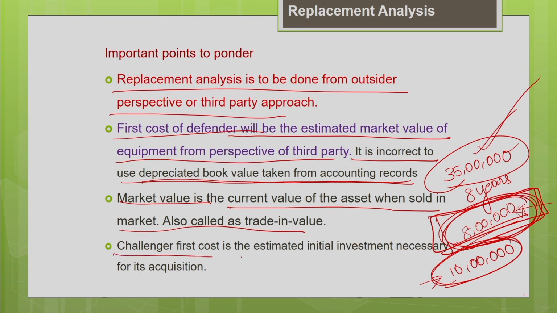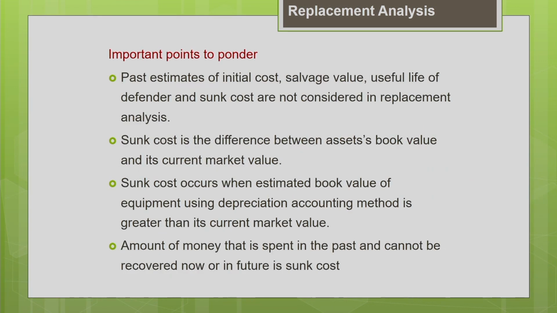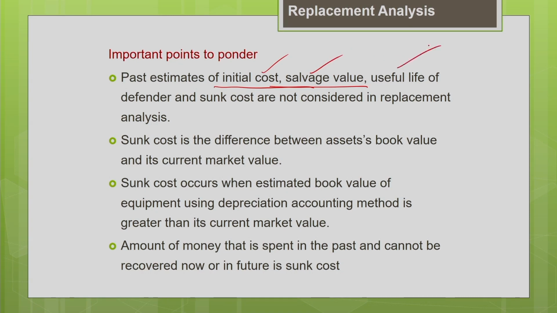And similarly, the challenger's first cost is the estimated initial investment necessary for acquiring the particular machine to a project site. So what are the other points to be kept in mind? As I told you, all the other past estimates, like your initial cost and your estimated salvage value, when you purchased the equipment, you might have made some estimate of its useful life and of the salvage value. All those are past estimates: the estimate of salvage value, the estimate of useful life, and the sunk cost. I will tell you what sunk cost is. All these are not considered in the replacement analysis. These are irrelevant in the replacement analysis.